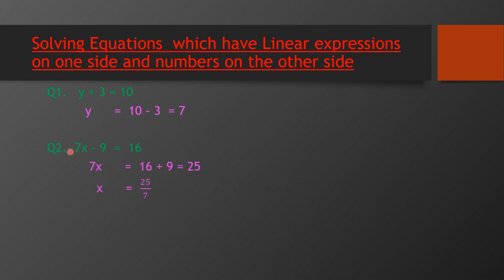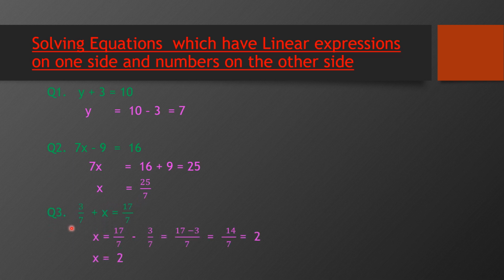Question number 2. 7x minus 9 is equal to 16. Here with 7x we have minus 9. So, we have to take minus 9 first to the other side. So, it becomes plus 9. 16 plus 9 is equal to 25. Now we have 7x equal to 25. 7 multiplied by x equal to 25. Now to separate x, we have to divide 25 by 7. So the solution of the equation is 25 by 7.